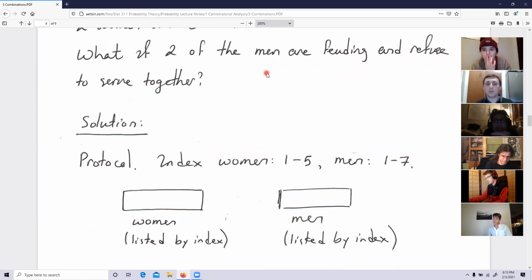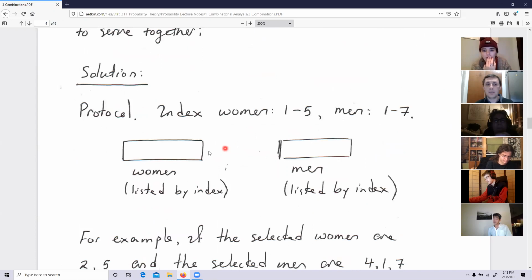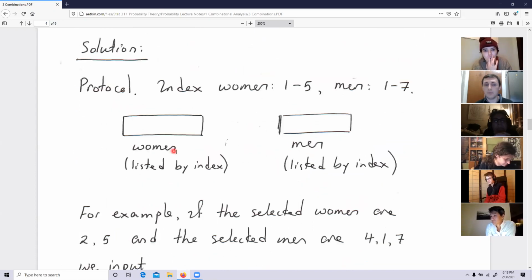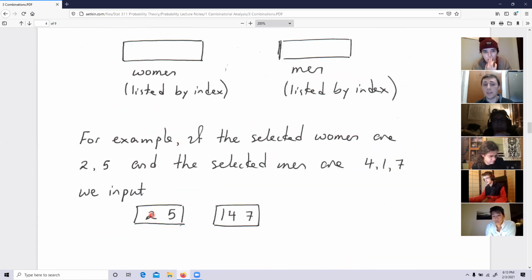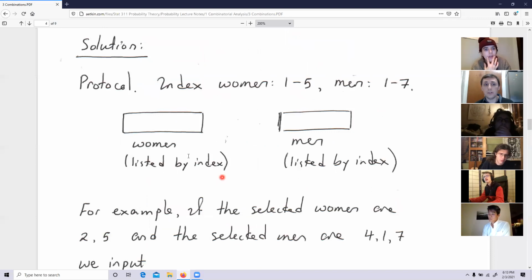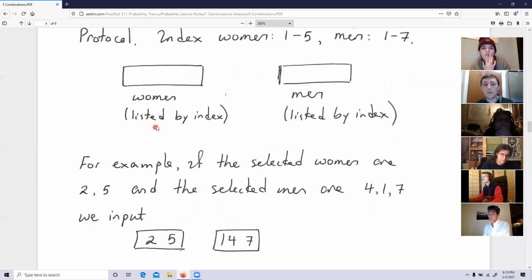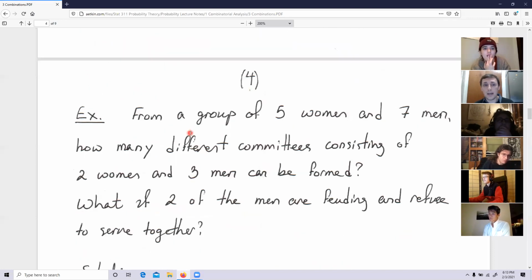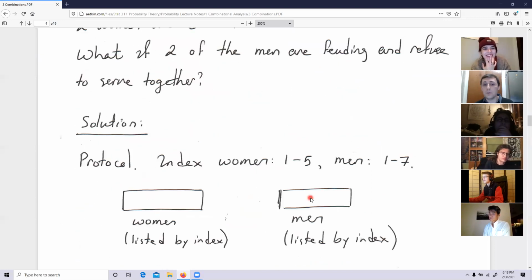So here is the protocol that we will be using. We can say women listed by index, men listed by index. Okay, so that would mean we can put the women 2, 5, and the men 1, 4, 7, right? So they have to be listed in order. So that's the code. So clearly, the number of codes for women, we have here 5 women and we choose 2. So it's 5 choose 2 multiplied by 7 choose 3.